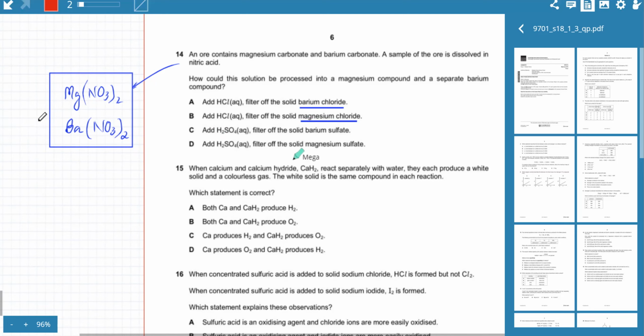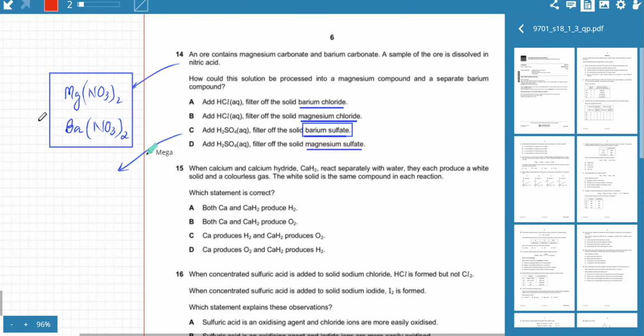The next one is add H2SO4 and filter off the solid, filter off the barium sulfate. That is possible because barium sulfate is insoluble. And the last one is again not possible because magnesium sulfate is a soluble compound. You don't filter off soluble compounds. So it's going to be C. And how is it going to be C?